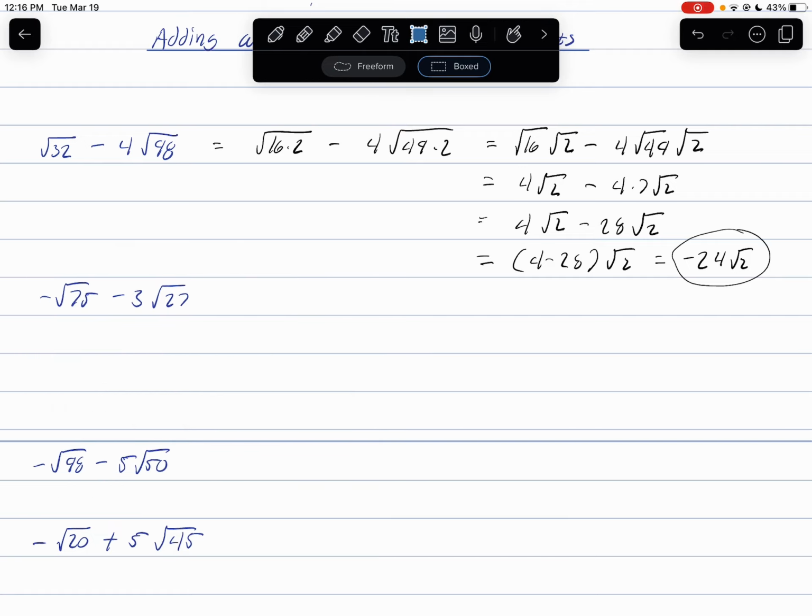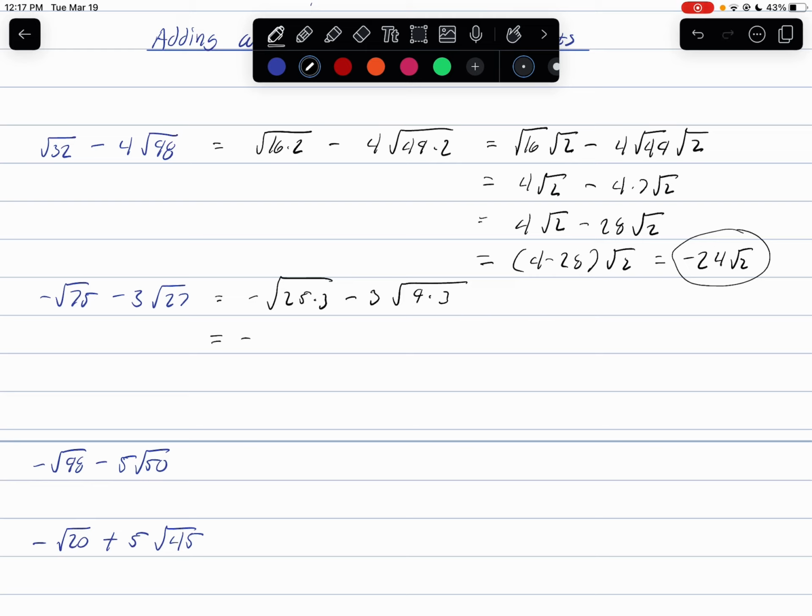Okay, here we have negative the square root of 75 minus 3 times the square root of 27. I noticed that each of these are divisible by 3, so maybe that'll be a goal. So if we divide 75 by 3, we'll get 25 times 3. That's good. We want that. So negative the square root of 25 times 3 minus 3 times the square root of 9 times 3. That's good. We notice that 25 and 9 are both perfect squares, so that works out really well.